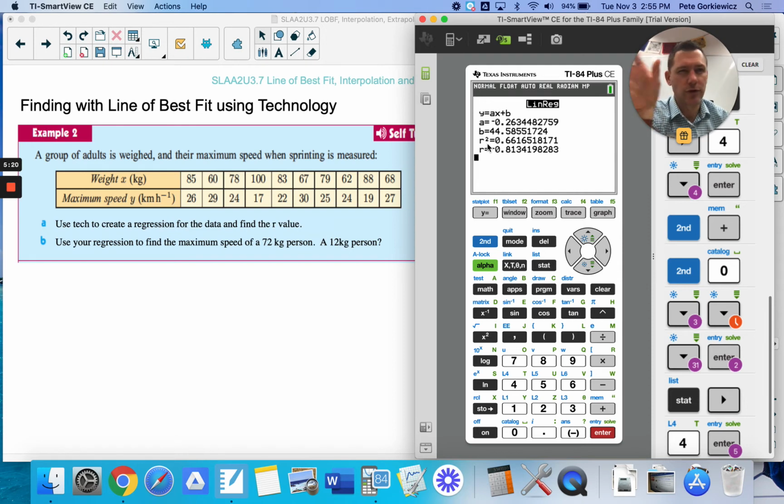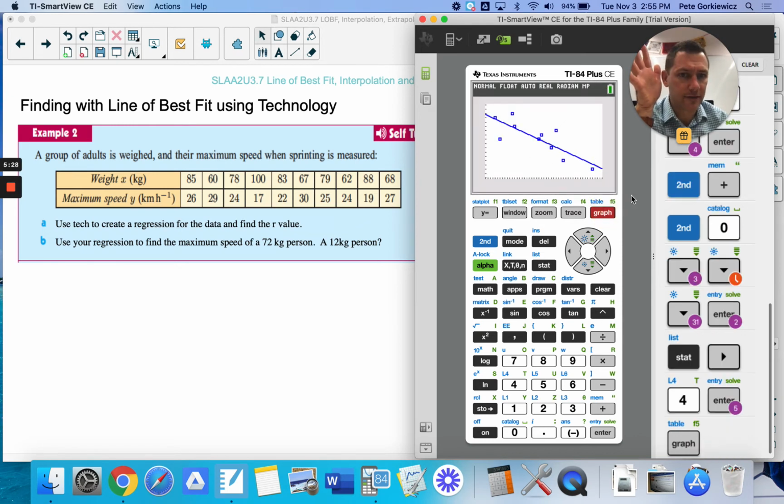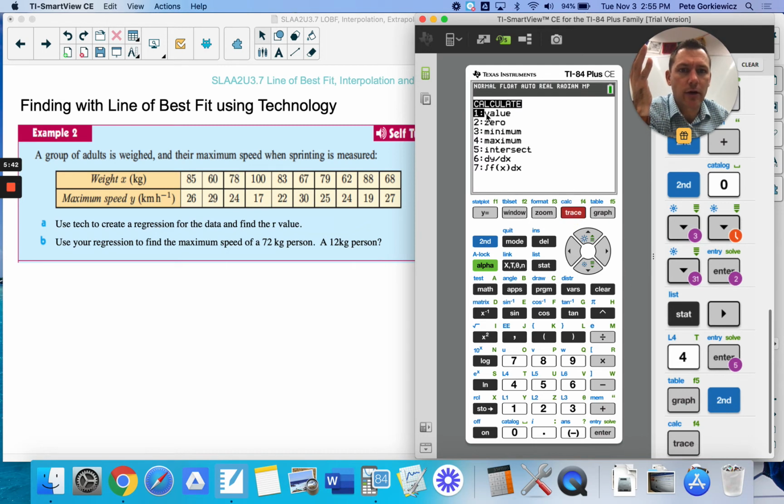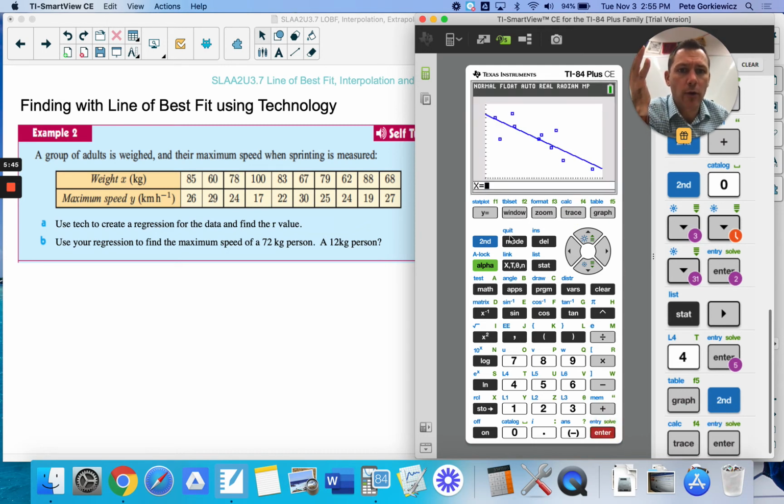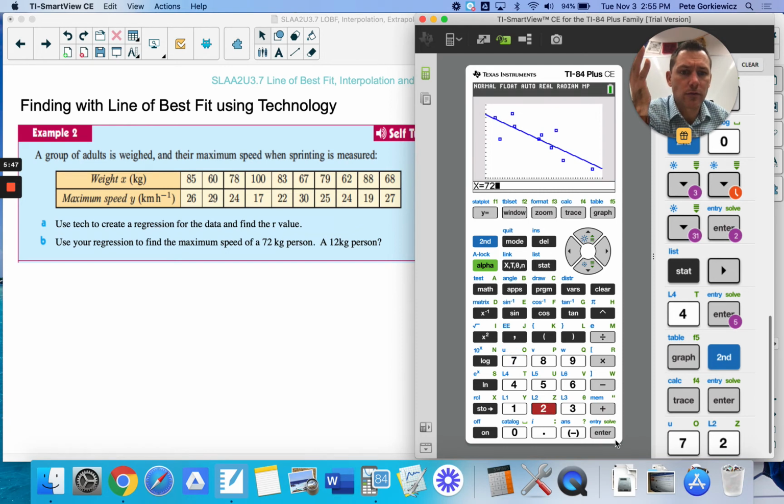The R squared we use for other things. It's literally this number squared, but we use it for other statistical assessments. That's all fine and good. It's still this line. So now let's use our regression to find the speed of a 72 kilogram person. I'm 72 kilos, so let's say it's how fast I should be able to run. If you say second calc, we can calc for a certain value. What X value? Well, 72.